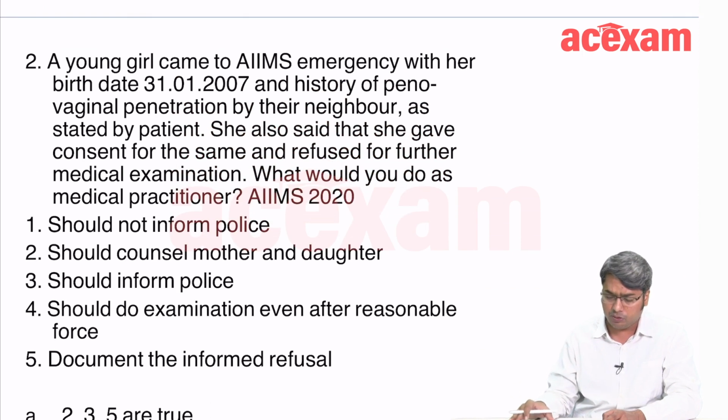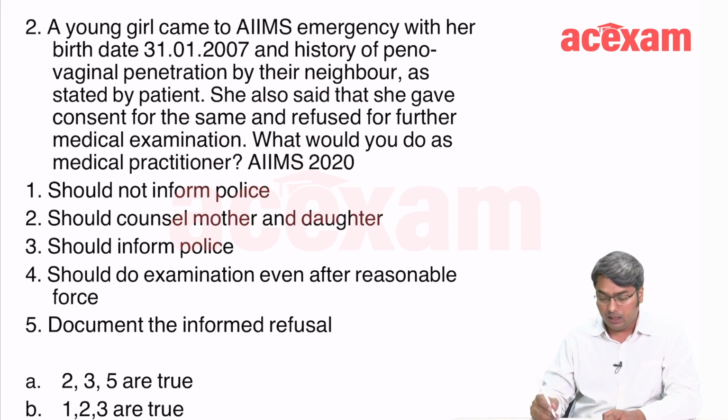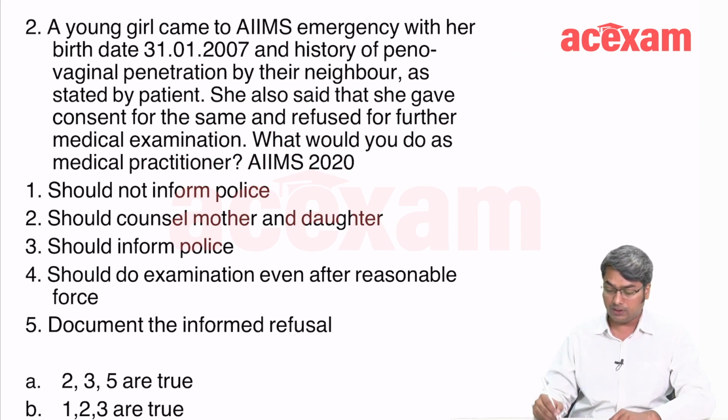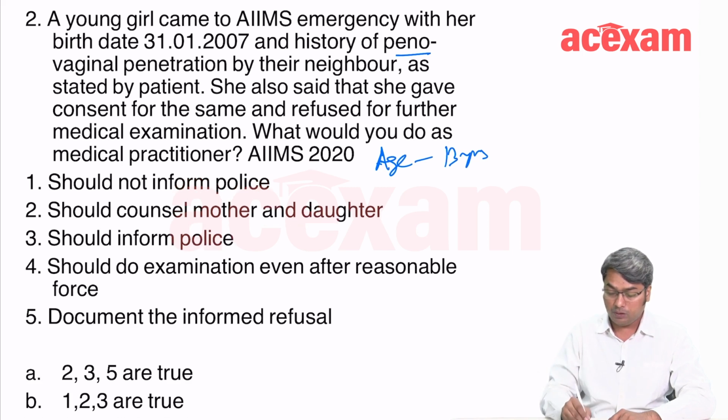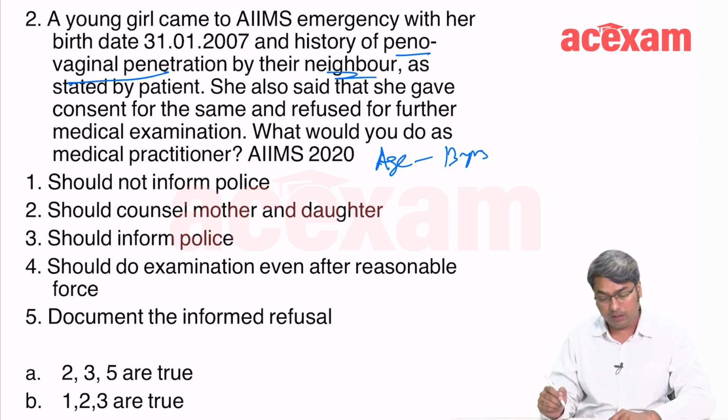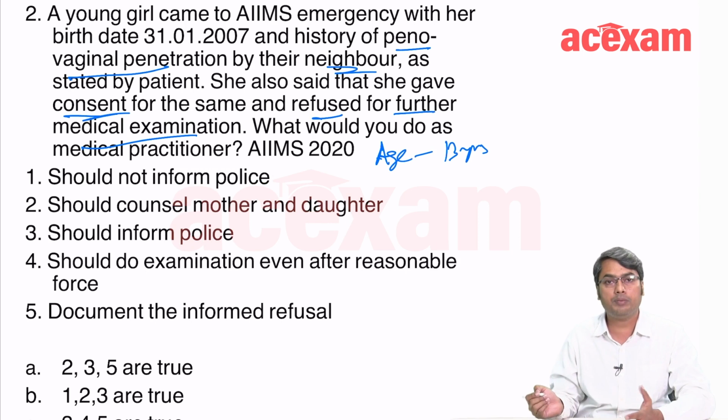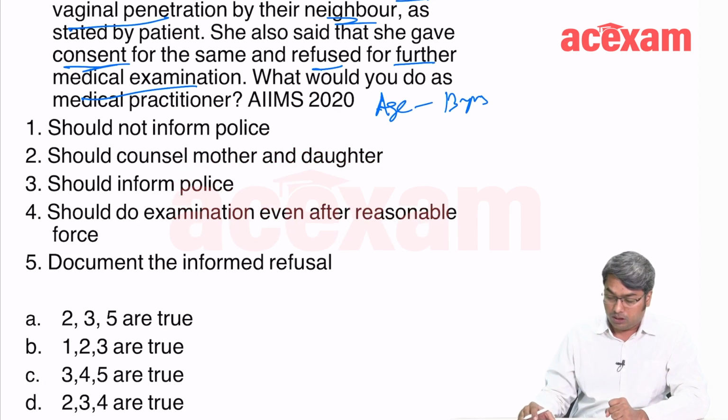Next, again in AIIMS 2020, a similar question came. A young girl came to AIIMS emergency with her birth date of 31/1/2007, so the age of this female is 13 years. There is a history of penovaginal penetration by her neighbor as stated by the patient. She also said that she gave consent for the same and refused further medical examination. So here the patient is accepting consensual recent penovaginal intercourse and she is documenting refusal. What would you do?